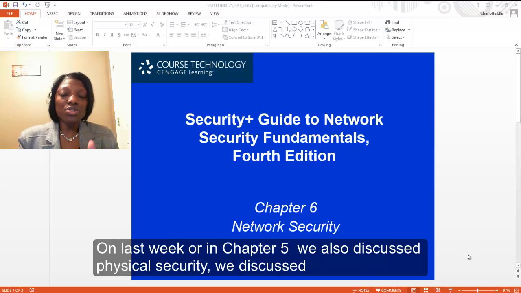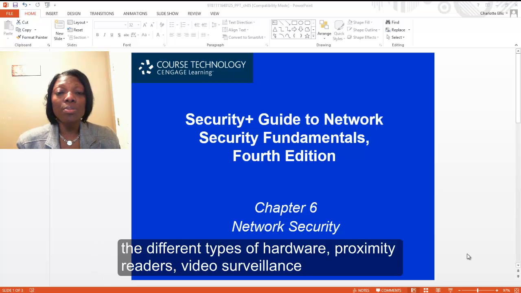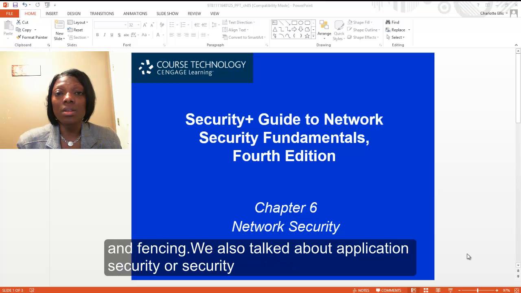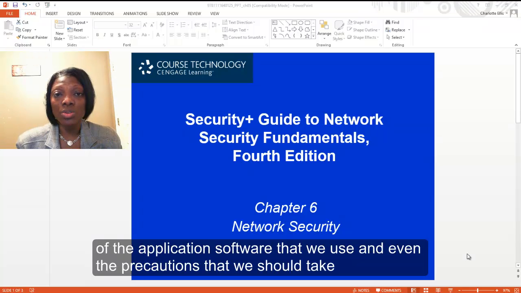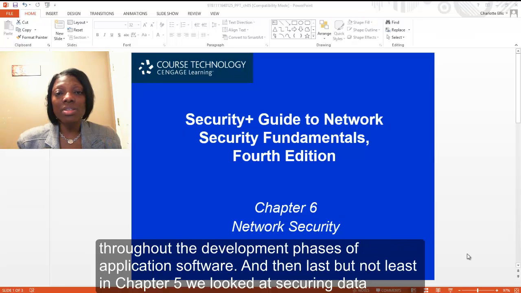In Chapter 5, we also discussed physical security. We discussed the different types of hardware, proximity readers, video surveillance, and fencing. We also talked about application security, or securing the application software that we use, or even the precautions that we should take throughout the development phase of application software.